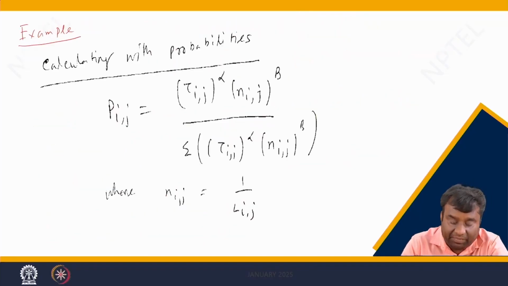So this is the example. In this example, we are just calculating the probabilities. You know the probability formula: P ij is tau ij to the power alpha times eta ij to the power beta, divided by the summation over k belonging to the allowed cities, of tau ij to the power alpha times eta ij to the power beta, where eta ij is 1 by Lij.